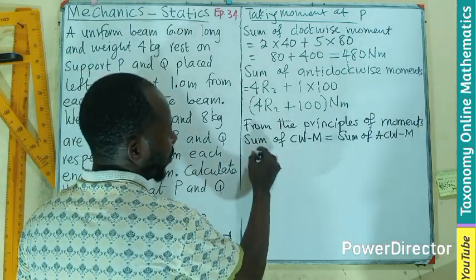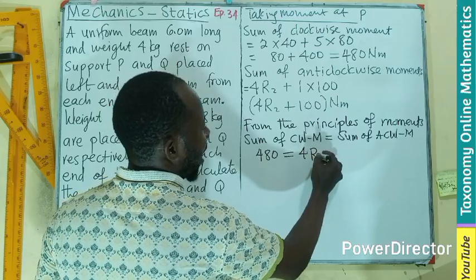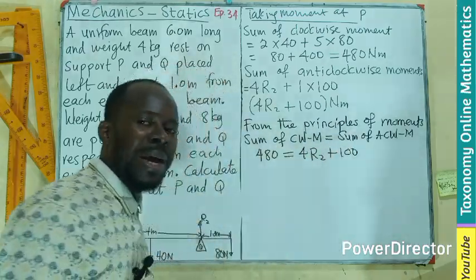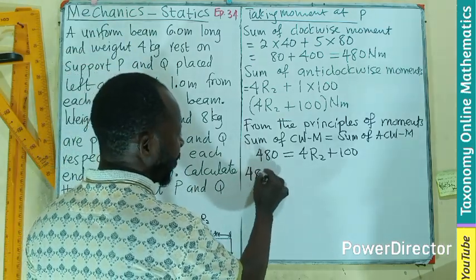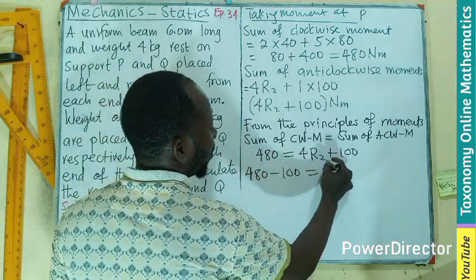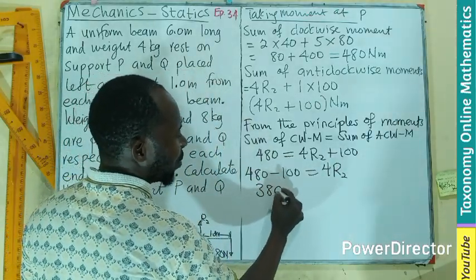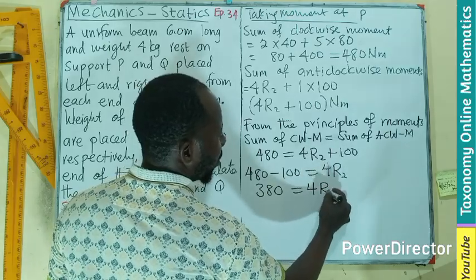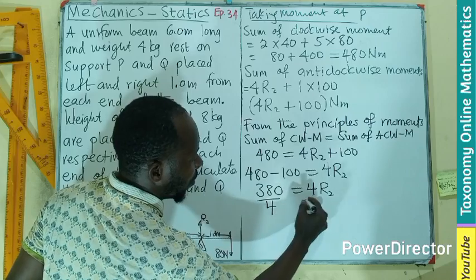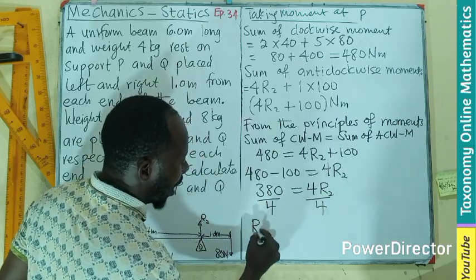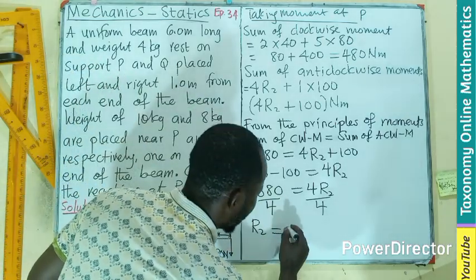So what is the clockwise moment? 480. The anti-clockwise moment, 4R2 plus what? 100. We need to subtract 100 from both sides. So 480 minus 100, 4R2. This will be giving you 380 equals to 4R2. Because of space, let's divide directly from here by 4 by 4. Your R2 should be equals to, I think, 380 divided by 4, so 95.